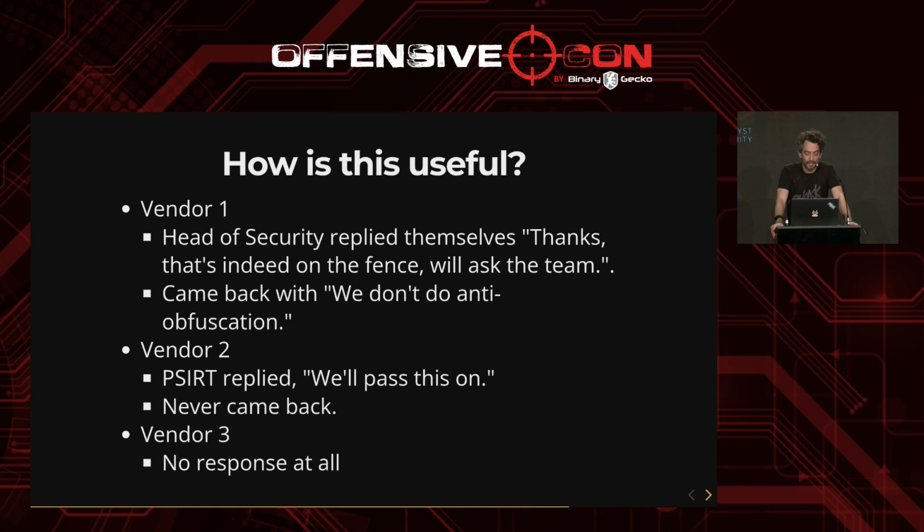Vendor 2, their psword replied, yeah, okay, I'll pass this to the right team. Never heard of them again. Vendor 3, no response at all. So if you want a green CI pipeline without any IaC scanner findings, use some YAML parser differentials. But that's not what we're here for. We want a shell, right?